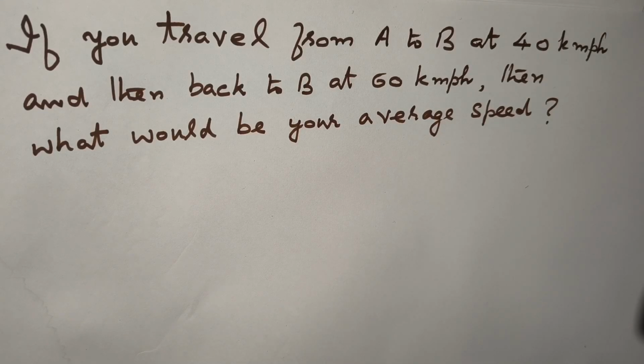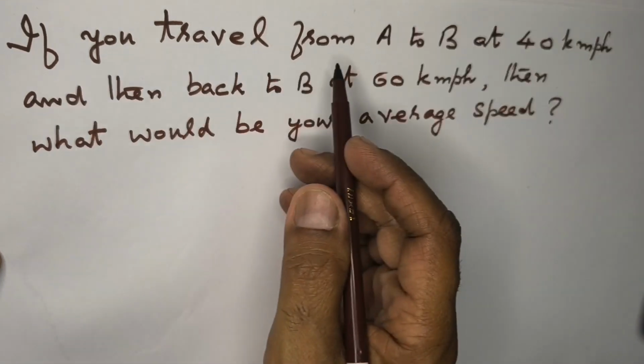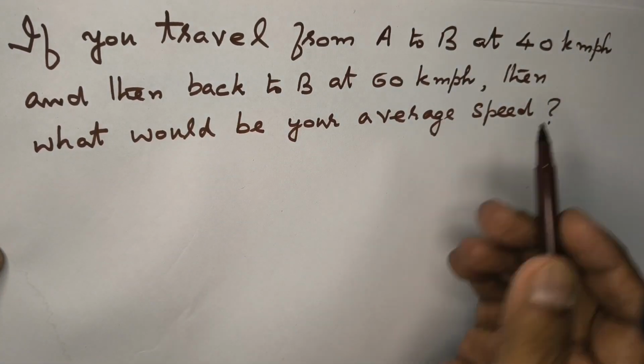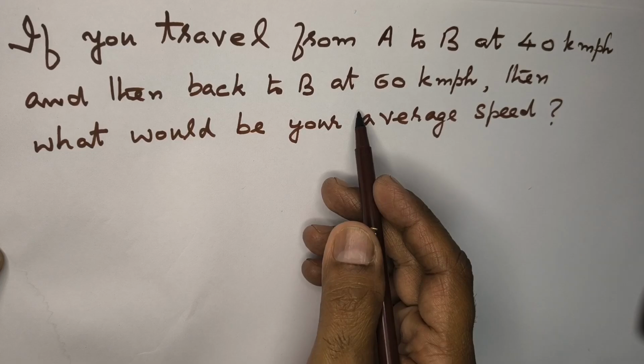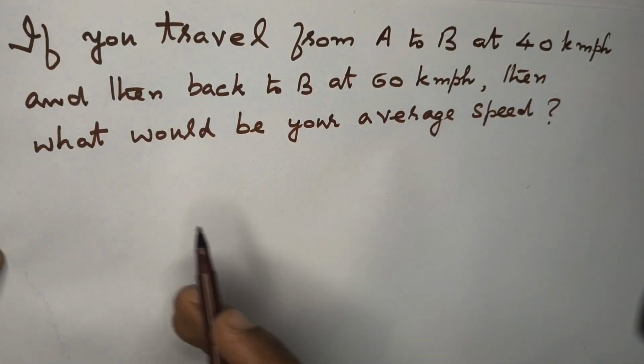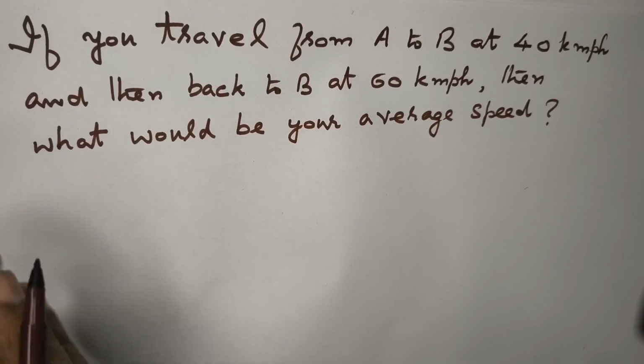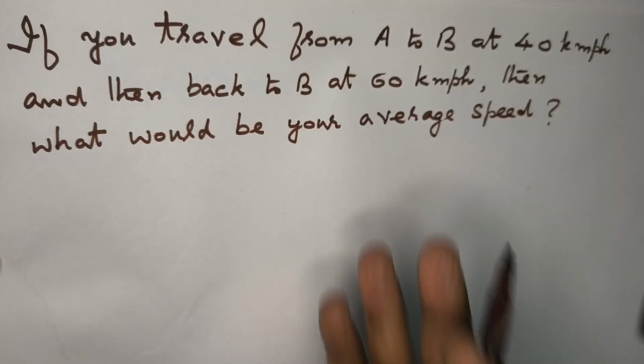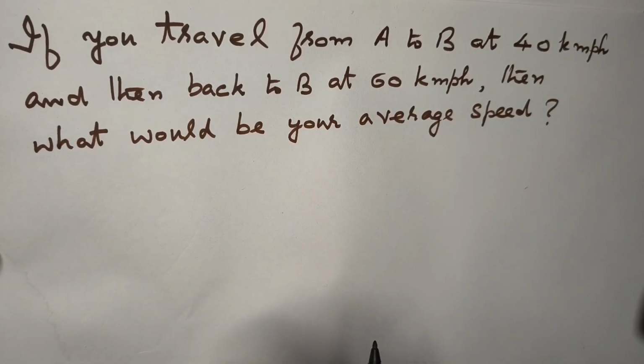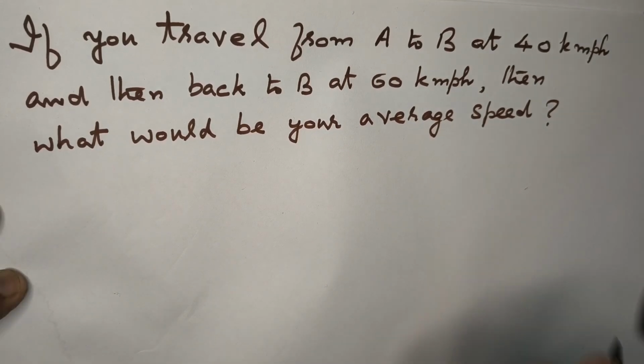Today we are looking at a problem from time and distance that involves the concept of average speed. The question is this: if you travel from A to B at 40 km per hour and then back to B at 60 km per hour, then what would be your average speed? Friends, let me tell you, this is a seemingly simple question. What do I mean by that? There is a catch in it which most people will fail to take note of. So people tend to give the wrong answer.